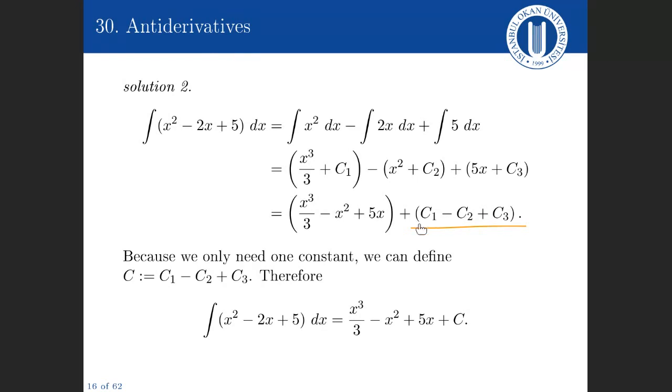C1 is just some number we don't know. C2 is just some number we don't know. And C3 is just some number that we don't know. This c1 minus c2 plus c3 altogether is just some number that we don't know. We can give this a new name. We can call this number c. And then we can write the answer to this problem as x cubed over 3 minus x squared plus 5x, and then for all of the numbers we don't know combined, we can just write plus c.